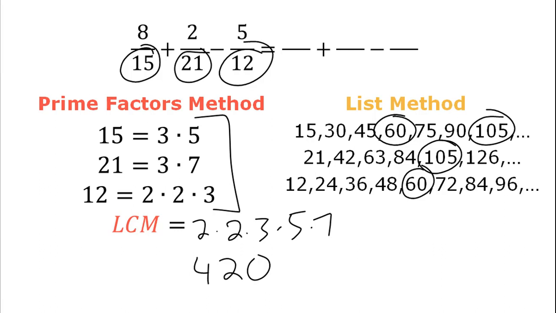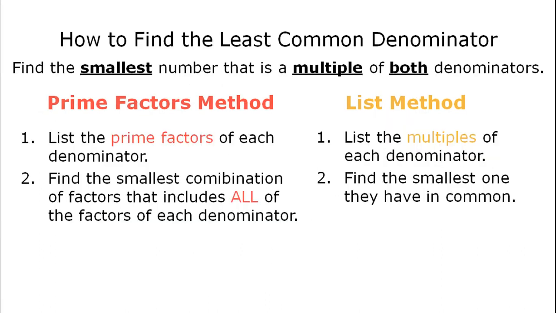And that's how you find the least common denominator, because you basically find the smallest number that's a multiple of both of the denominators. You can do that with the list method, where you list out the multiples of each denominator and find the smallest one they have in common. Or you can use the prime factors method, where you find the prime factorization of each denominator and find the smallest combination of factors that includes all of the factors of each denominator. And that's how you find the least common denominator.